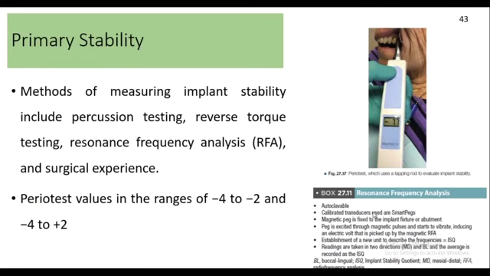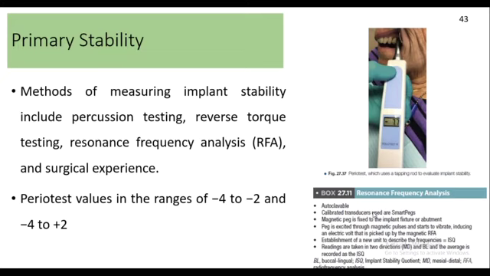Now what is this primary stability? It's a method of measuring the implant stability. This can be done using various methods like percussion testing, reverse torque testing, resonance frequency, and Periotest. The Periotest value ranges from -8 to +50. Also, resonance frequency analysis can be used, which is an autoclavable instrument that has calibrated transducers and various frequencies described in ISQ values.